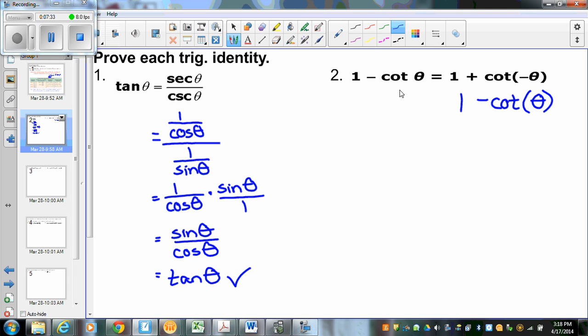Bring the 1 down. Look at that. I just proved it. Took me 1 step. Whoop-de-doo.